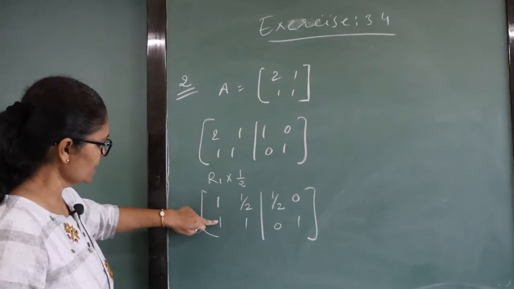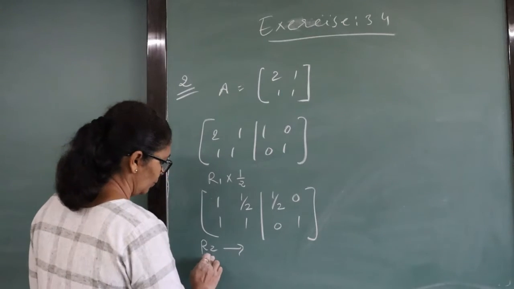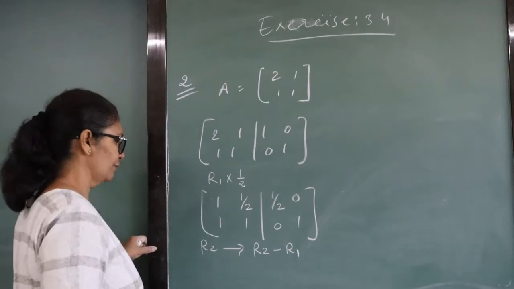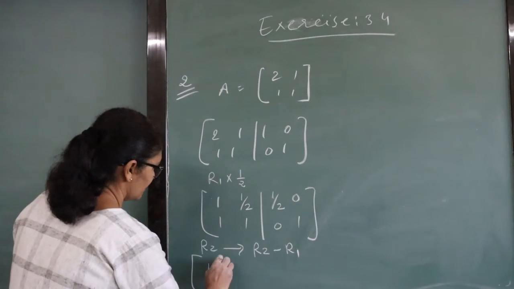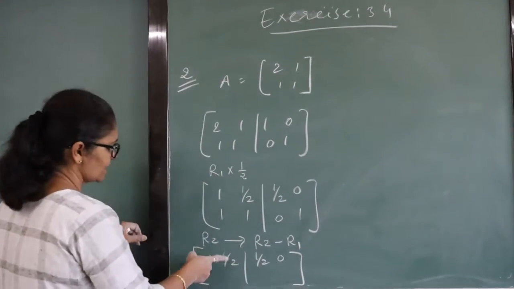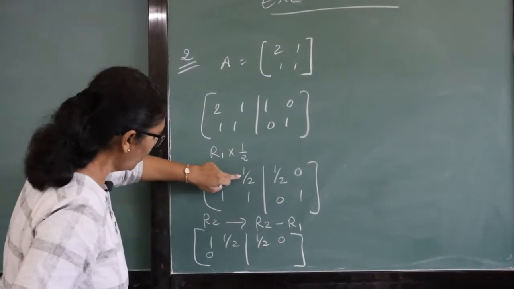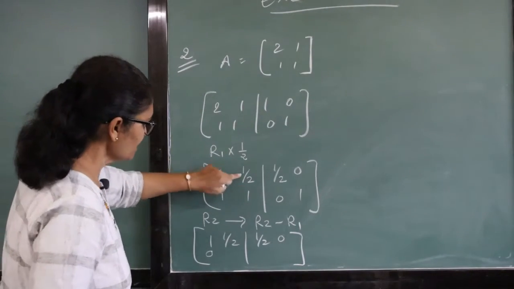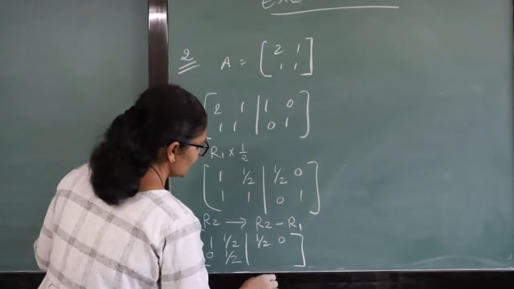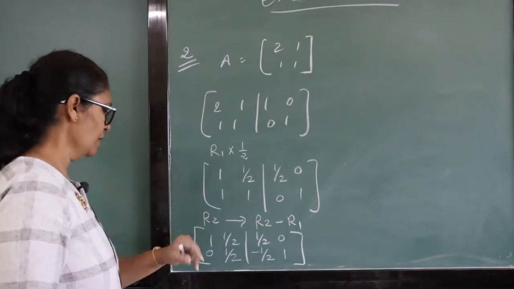Now we don't want this 1. So how can I write? We are making change in R2, but how can we make this? We are subtracting R1 from it. So let us subtract it. First we will write first row as it is. Now we have to make a change in second. 1 minus 1, 0. Now half. Now 1 minus half will be half. 0 minus half will be minus half, and this 1 minus 0 is 1 only.